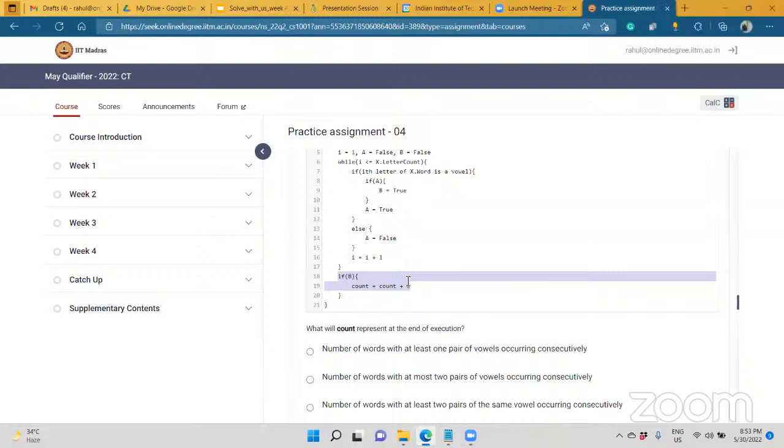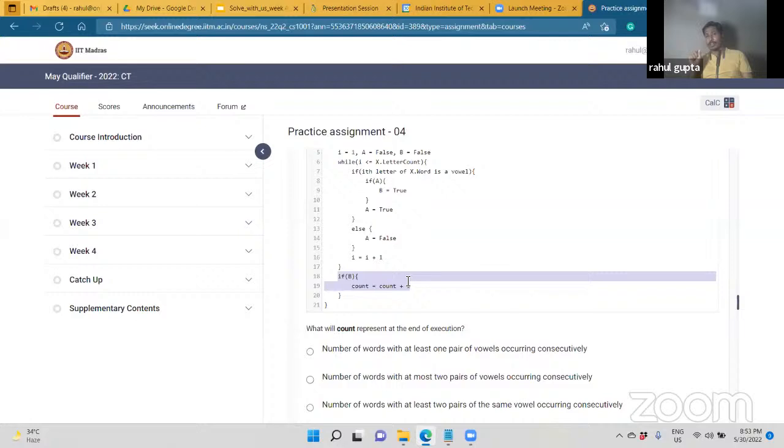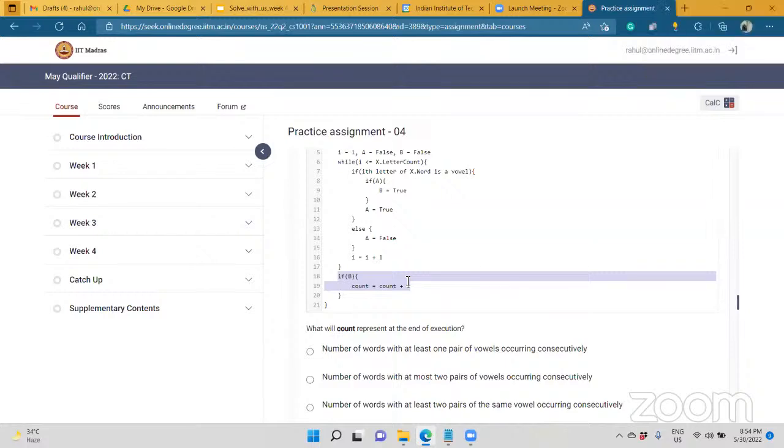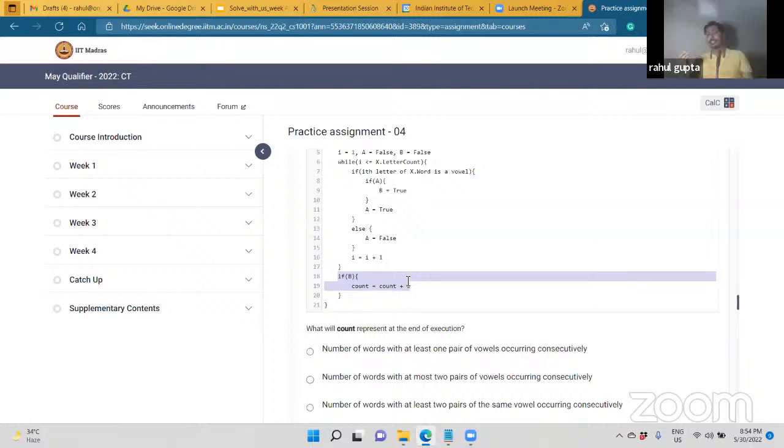Sir, if it becomes true in between the letters, A true, B true, if two consecutive vowels occur, then in that case will I go again for the while loop or come to this if block? The while loop only cares about I. It doesn't care about vowel, consonant, anything. Once I is more than the letter count, okay? If two consecutive pairs occur in one word, then it doesn't matter. I only care about one.